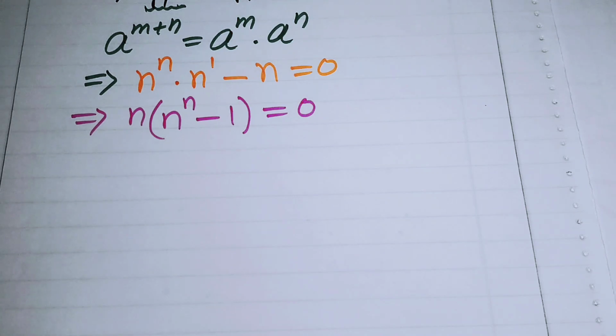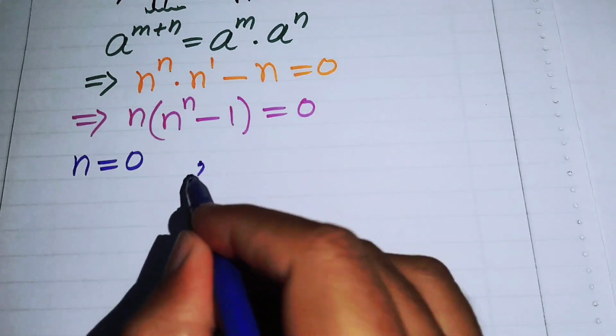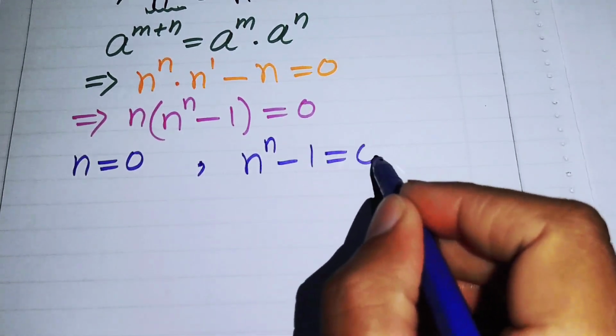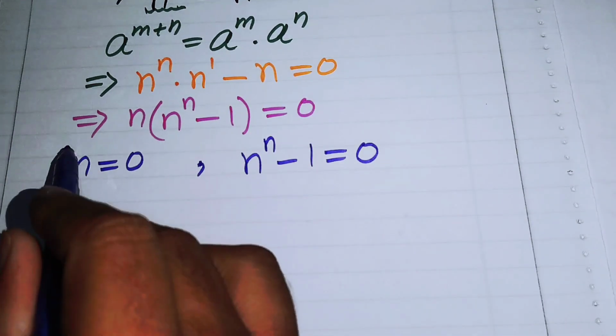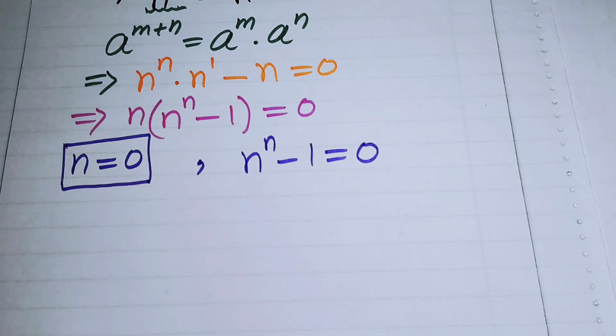Here we have two cases. The first case is we write n equals 0, and the other case is we write n to the power of n minus 1 equals 0. So this is our first root of this question, and this is the trivial root you will easily get, or you will directly get from the question statement.